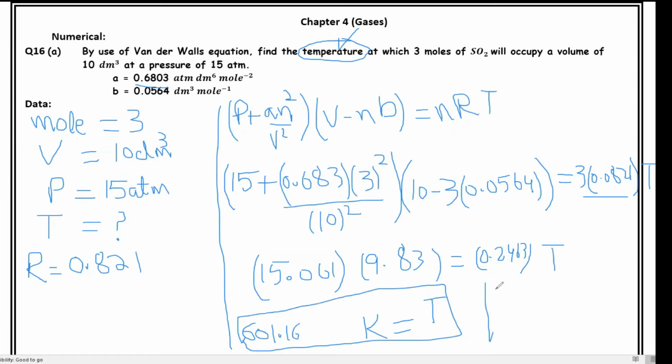If you want to convert this temperature into degree centigrade, you subtract 273. So in order to find degree Celsius, you put in the value of Kelvin, 601.16 minus 273, and your final answer in degree centigrade comes out to be 328.16, about 328 degree centigrade. This is your answer in degree centigrade.